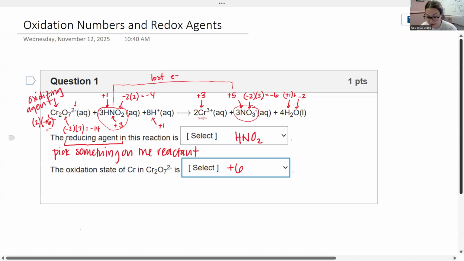Don't try and skip steps. Go through and use your oxidation state rules to assign those numbers, and then look for, on the left and the right side of your arrow, who's gaining electrons and who's losing them. That'll answer those reducing and oxidizing agent questions.